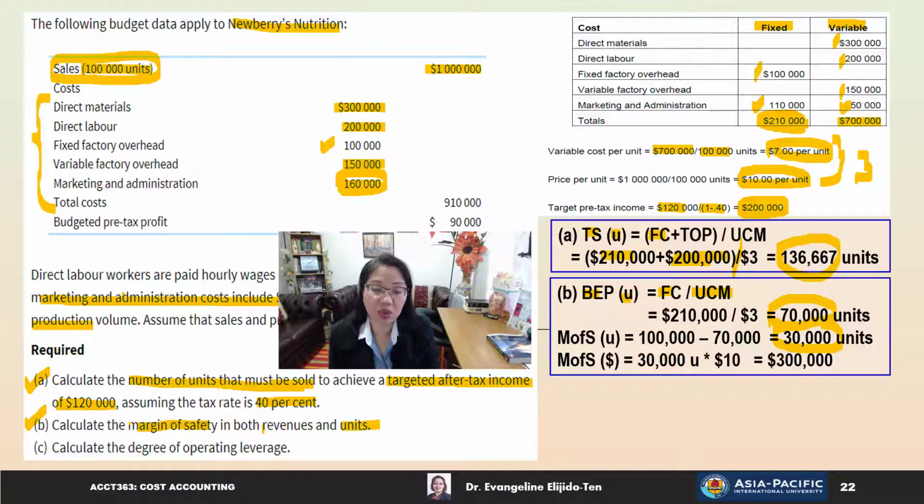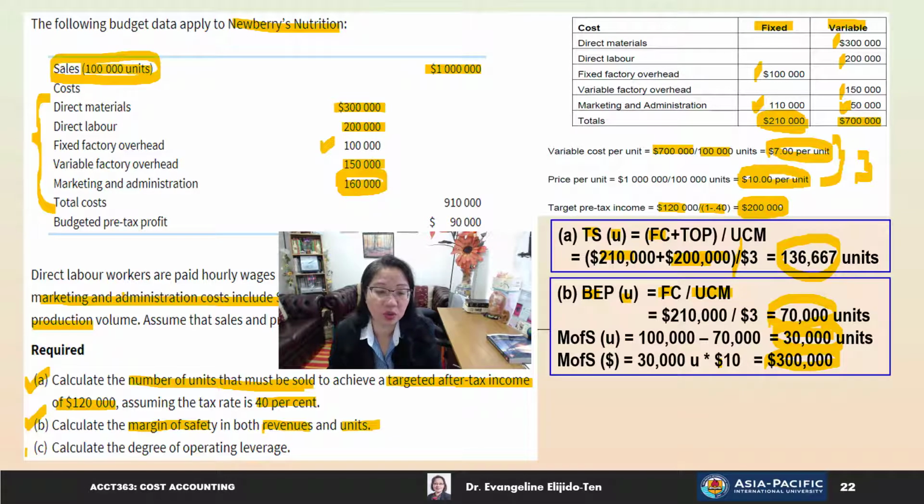Requirement B actually asks margin of safety in both units and revenues. That means in dollars. So we also need to calculate margin of safety in dollars. So that's easy. If we already know the margin of safety in units, 30,000 units, and we know that the selling price per unit is $10, so we'll just multiply 30,000 units times 10, so that's $300,000. All right, so our sales can decrease by $300,000 before losses occur.